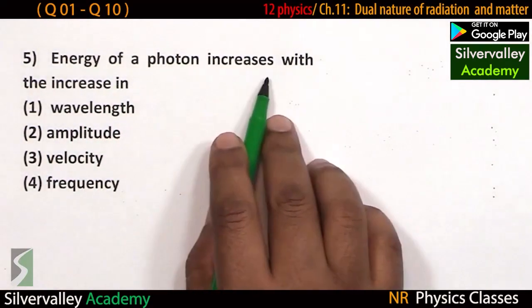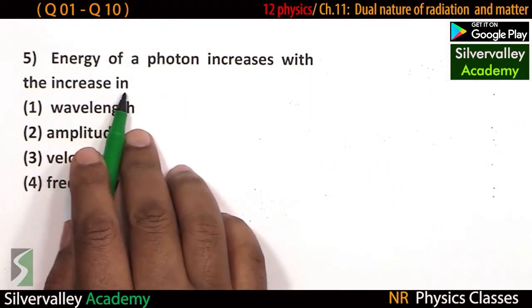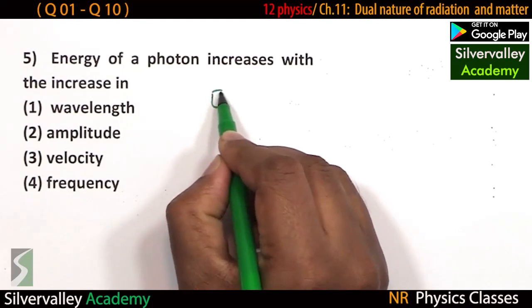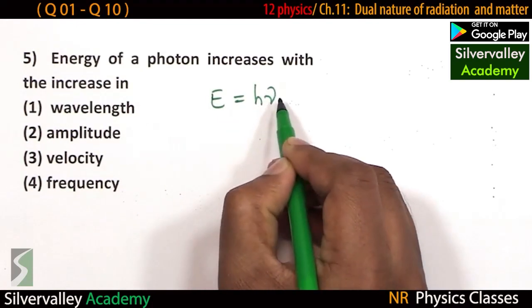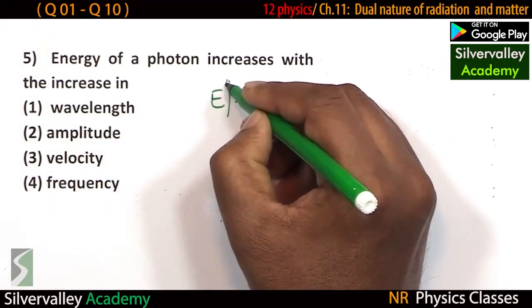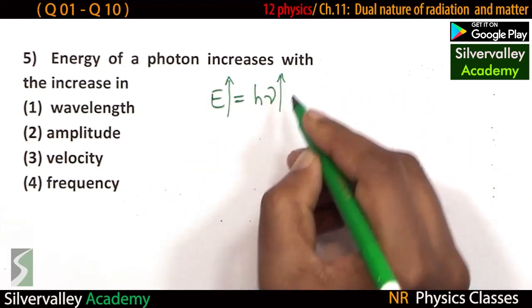Energy of a photon increases with the increase in. So energy of a photon is h nu. So energy increases with the increase in frequency. This is frequency.